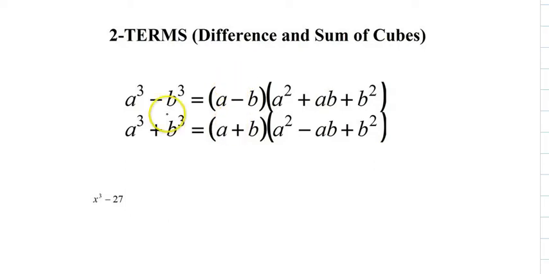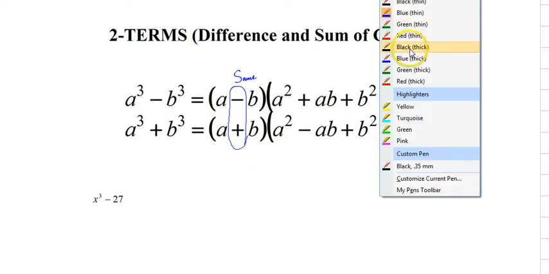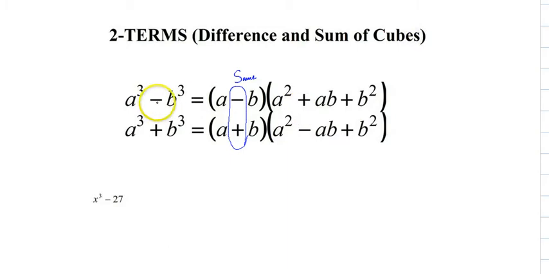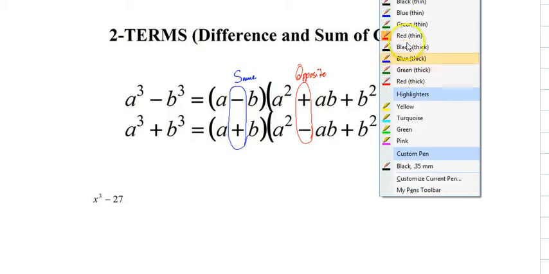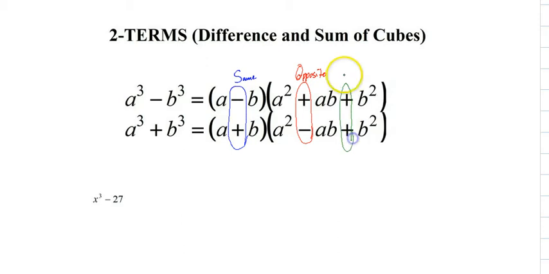If you look at the signs, these are the same. So if we have a minus, it's the same sign, right in the middle. And then the next sign, you notice if that's minus, it's plus. That's plus, it's minus. These are opposite. And then the last one is positive. So we always put positive.